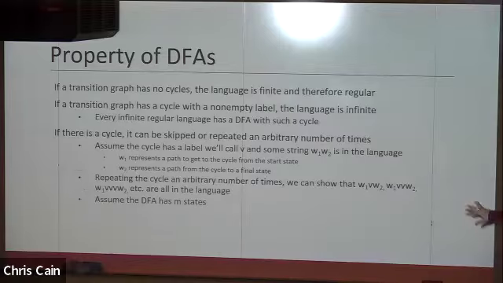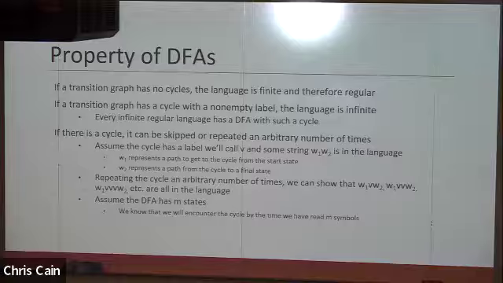So now I'm going to start using M to represent the number of states in this DFA, because this becomes how we're going to proceed with this proof. Here's a statement, and I'm curious if anyone can come up with the reasoning behind this. We know that we are going to encounter the cycle in this DFA by the time we have read M symbols into the input string. Why is that?